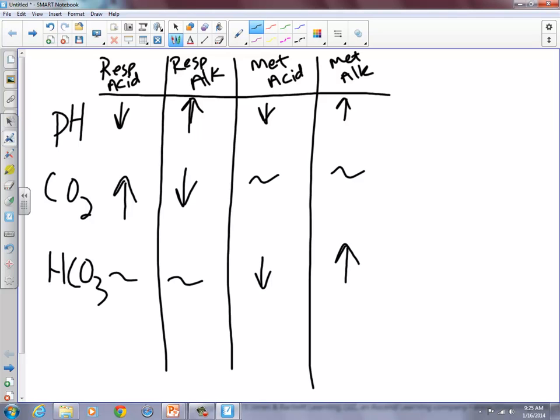What do you notice about the arrows in respiratory? They go opposite, right? What do you notice about the arrows in metabolic? They go the same, right? So the first step, if you're interpreting a blood gas, is just throw a little arrow next to it, all right? And see what it tells you, okay?